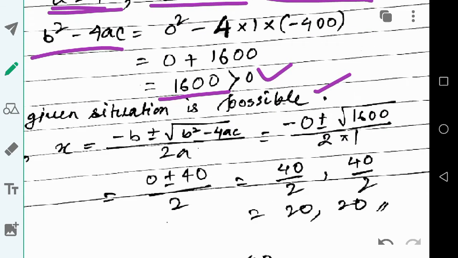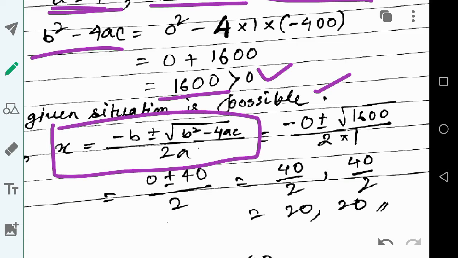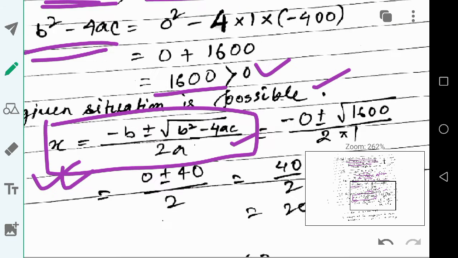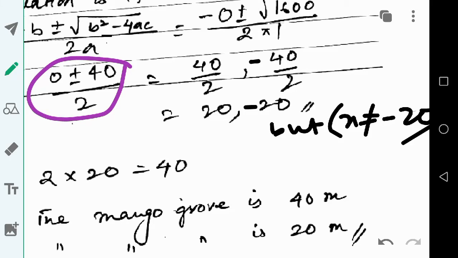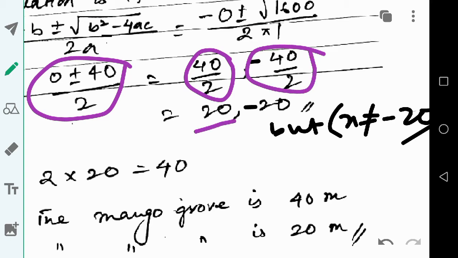So now let us apply the quadratic formula. You can apply other methods also, but as we have already got the value of b square minus 4ac, it is easier to use this formula. That's why we are using the quadratic formula. Now put the values of a, b, c and b square minus 4ac in this formula, then we will get two values: 0 plus minus 40 by 2, that means 0 plus 40 by 2, that is 40 by 2, and 0 minus 40 by 2 is minus 40 by 2. So their values are respectively 20 and minus 20.